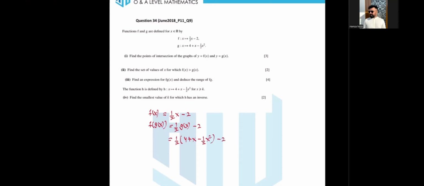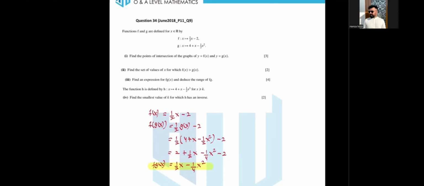And now in the next step, we are going to expand and simplify. So half times 4 is basically 2, and then plus half times x, which is half x, and then minus 1 over 4 times x squared, and then minus 2. As we can see, this 2 and minus 2 cancel out. Therefore f of g(x) is half x minus 1 over 4 times x squared. This is the composite function expression for f of g(x).